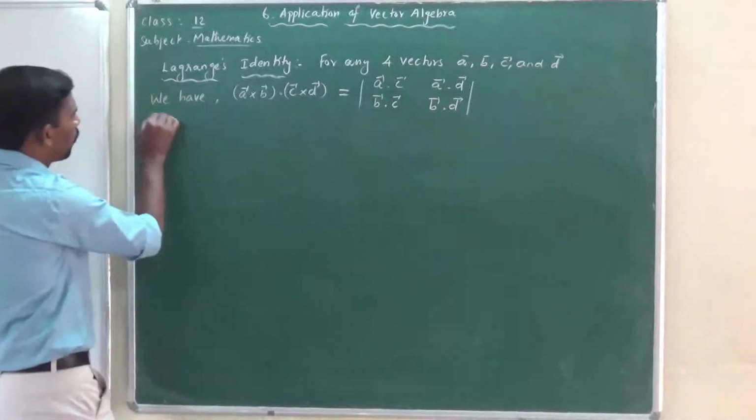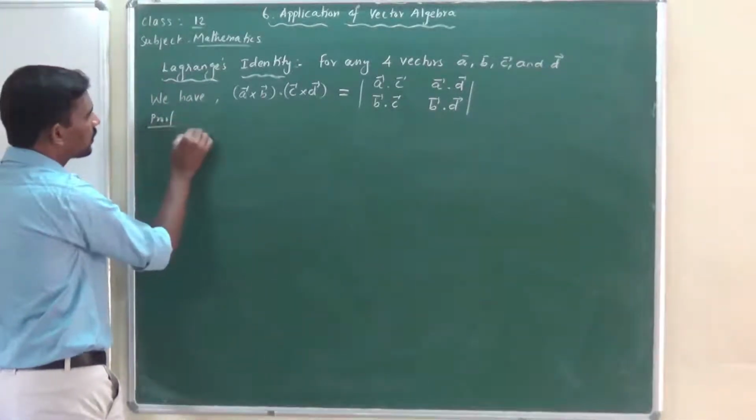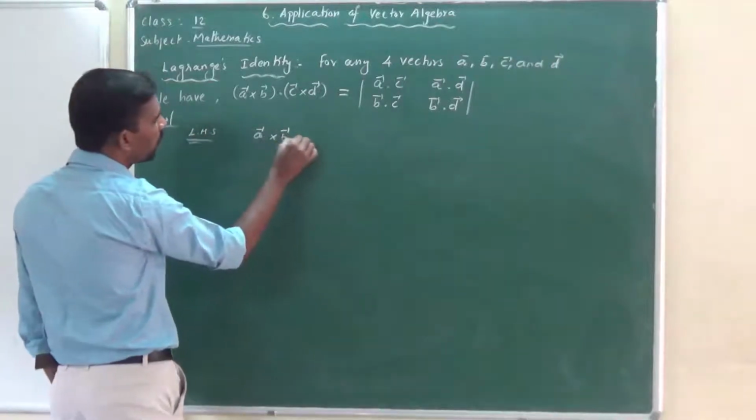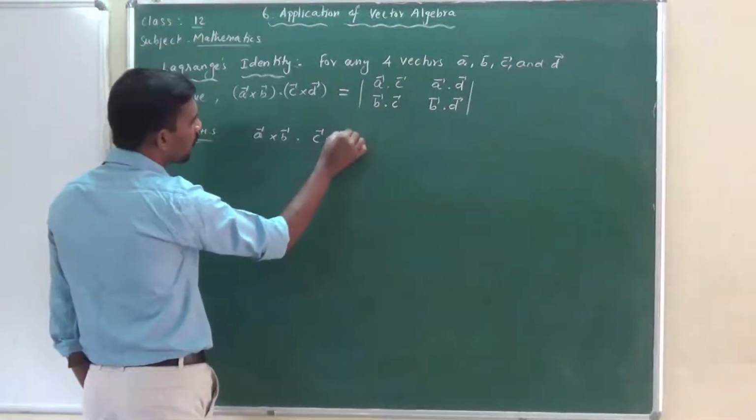So proof: we are taking only the LHS. We are taking only the LHS: a vector cross b vector dot c vector cross d vector.